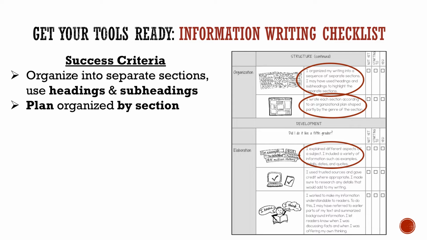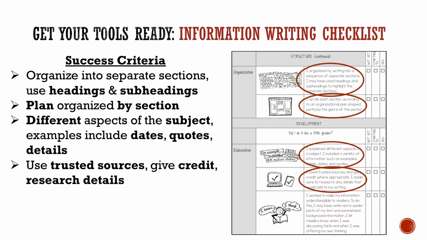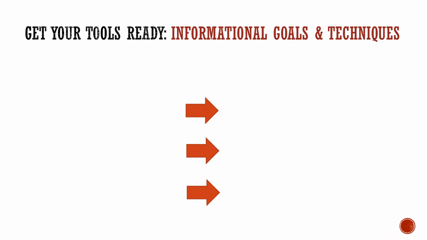When you go to elaborate, you have to explain the different aspects of the subject. You have to include things like dates, quotes, details, and that helps to round out what you're talking about and really teach well. And then you've got to make sure to use trusted sources. Not just get anything off of Google. We've put together some sources for you that are really good, that are going to help you. And then you've got to make sure to give credit. And then if you don't know about something, you need to maybe research a little bit deeper so you can include some details. All right, let's get started.